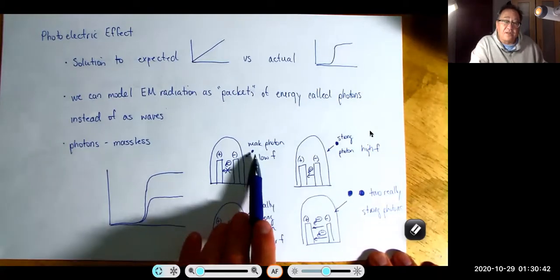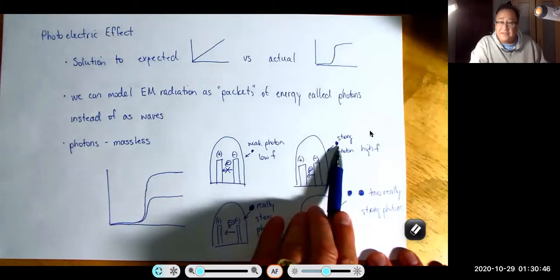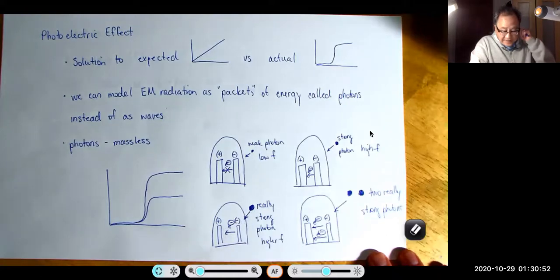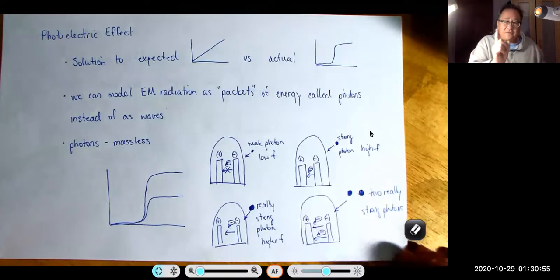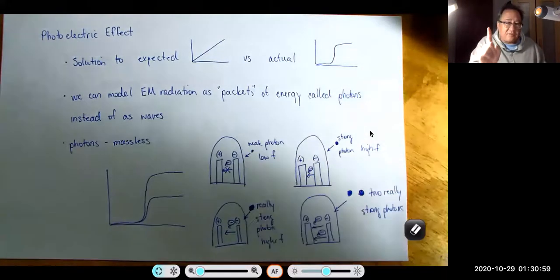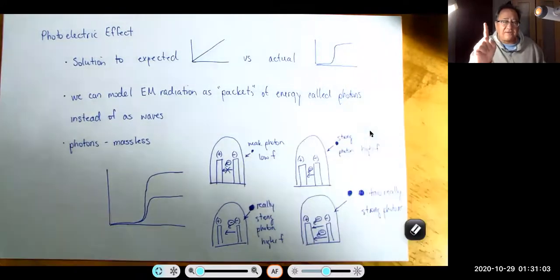So here I have a weak photon. You can see how small the dot is. Here I have a stronger photon. You can see how big the dot is. And here I have a really strong photon. You can see how strong the dot is. Now the idea is pretty simple, that one photon can knock off one electron and that's it. But the photon can only knock off an electron if the photon has enough energy to do so.